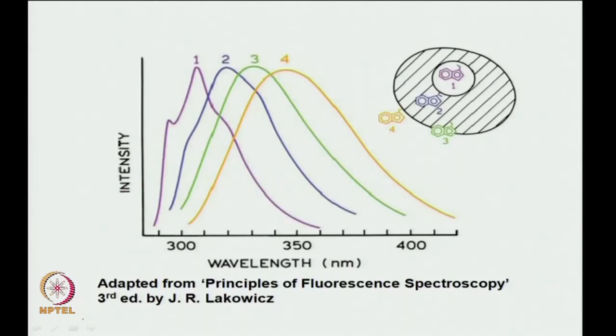Look at number 1. Number 1 is the one which is most buried, right? This is the one which is the lowest wavelength. What does it mean by lowest wavelength? Means highest energy. That means the energy gap between the ground state and the excited state is larger, and the relaxed excited state is higher. Okay. And 4 is the one which is the lowest.